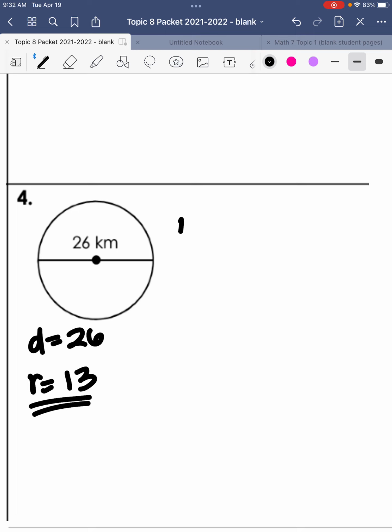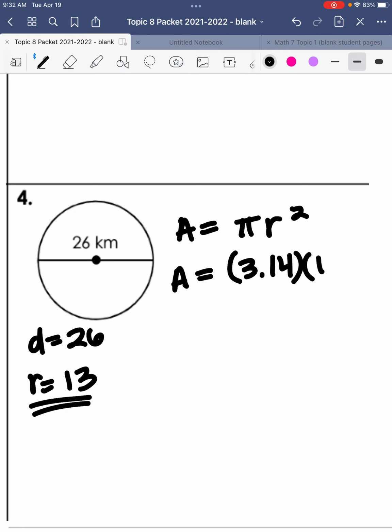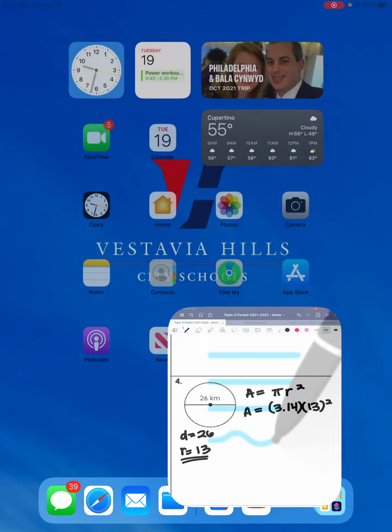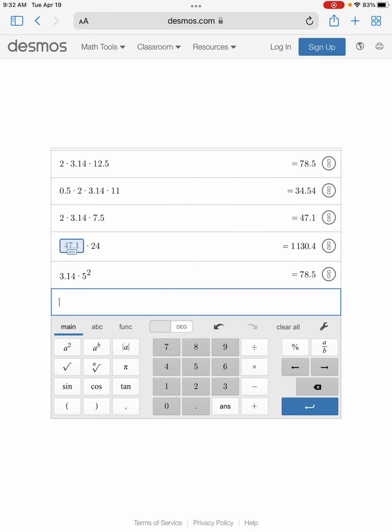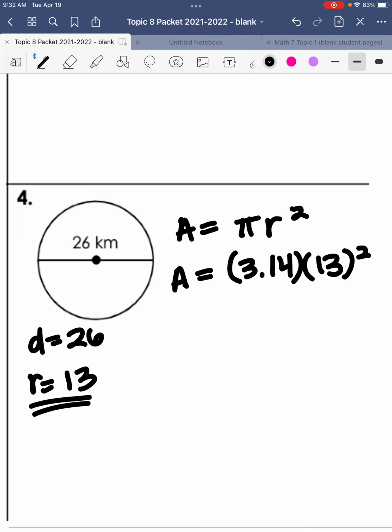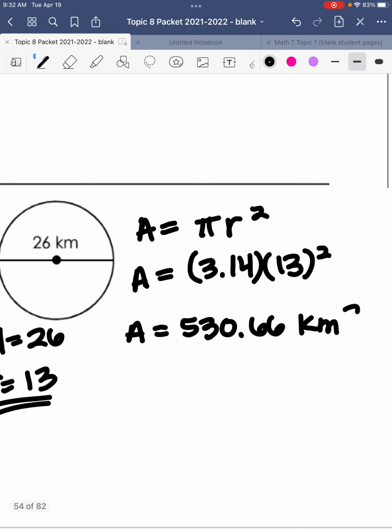So remember the formula for area of a circle. Area equals pi times the radius squared. So let's plug some things in. Area equals 3.14 for pi times 13, and I'm going to square that 13. So now I'm ready to take this to my calculator. So we've got 3.14 times 13, and don't forget to square that, and I get 530.66. So the area is 530.66, and it's kilometers squared.